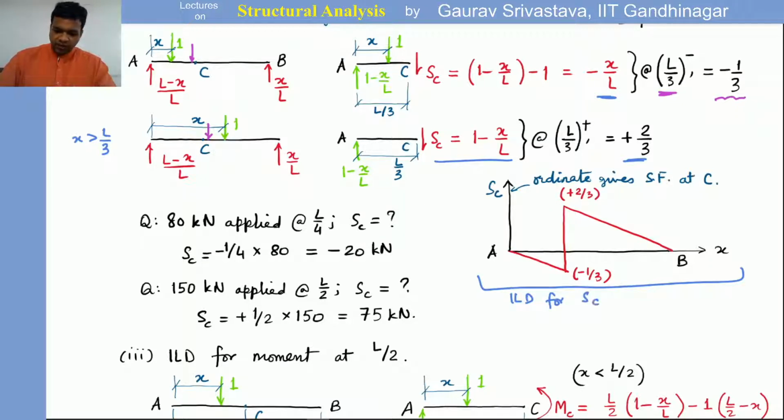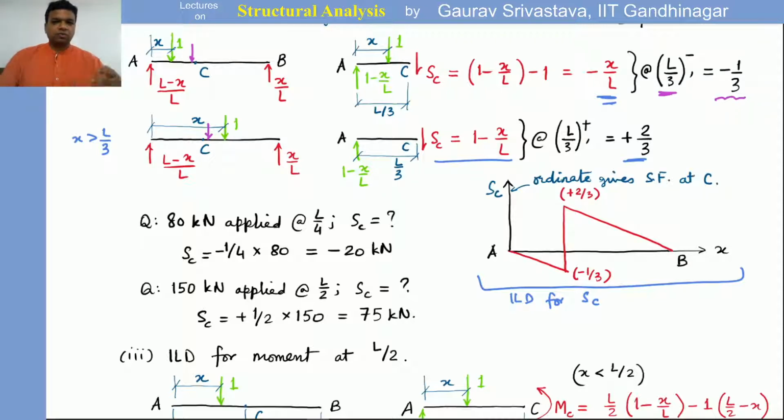In this case, the ordinates will give the shear force at C. C is the fixed point of interest. We see the variation from that table, and that we can draw. Of course, this variation is linear because it comes out linear in terms of x.